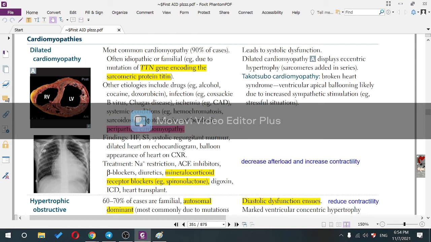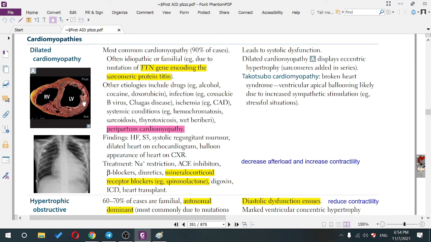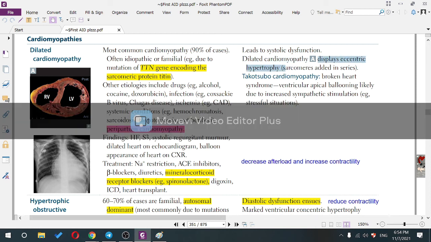So, dilated cardiomyopathy, you can see how thin this is. It's just like when you take a look at someone at the gym during leg days, really thin. So dilated cardiomyopathy displays an eccentric hypertrophy. The sarcomeres are in series. What does that mean? Let me show you.